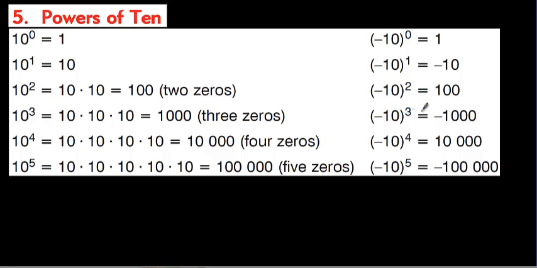Minus 10 to the power of 3, the power is odd, so the result is negative. Minus 10 to the power of 4, the power is an even number, so the result is going to be plus here.